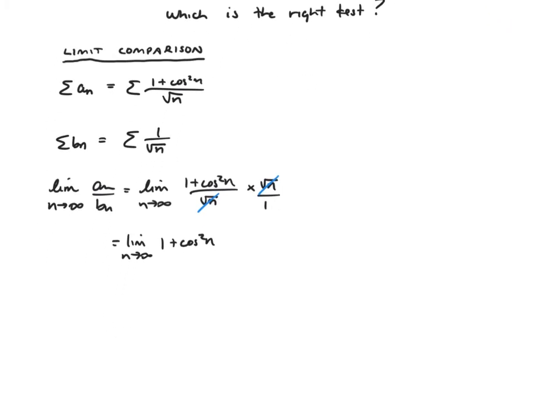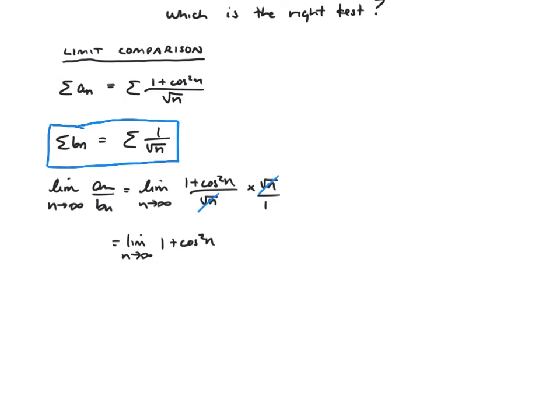The limit comparison test says if you can get that limit to equal any number c that isn't 0, then an and bn behave the same way. I already know that the bn here is going to diverge, because the p is equal to 1/2. Okay, it's a p series.